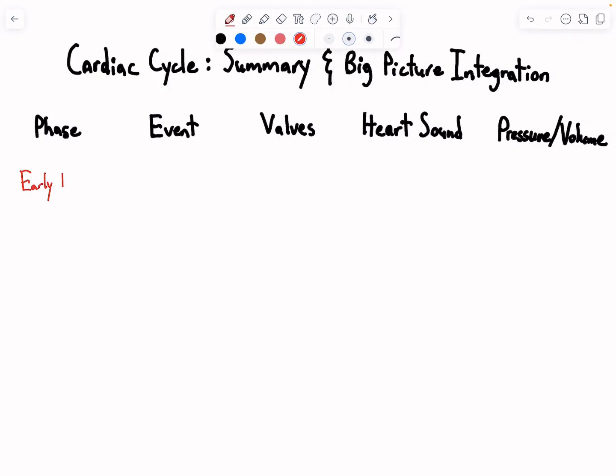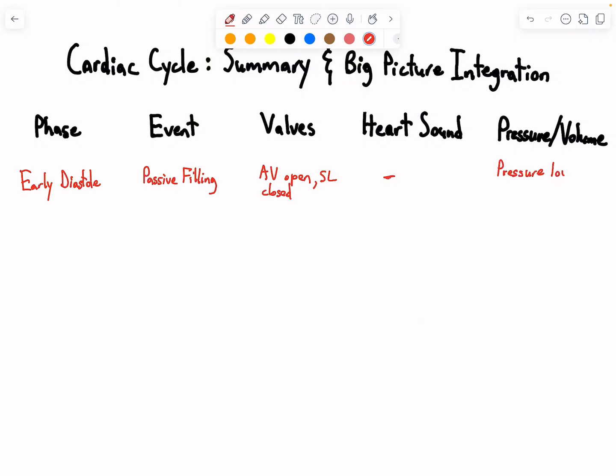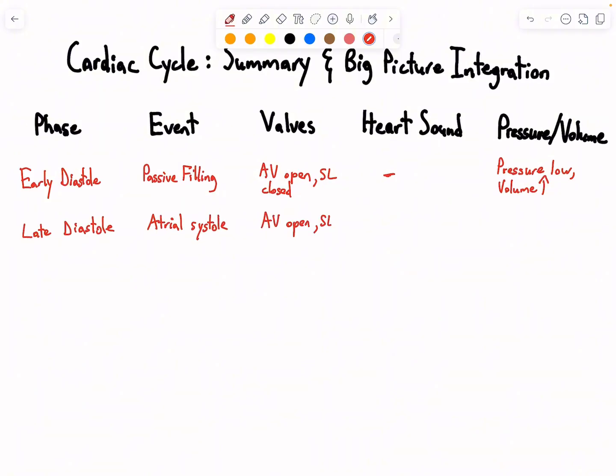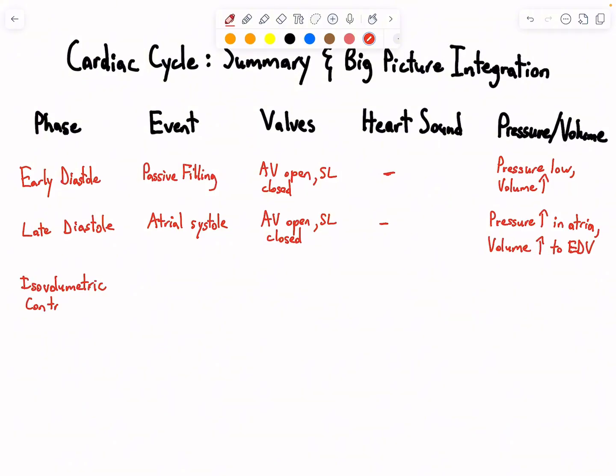Early diastole is passive filling. The ventricles are relaxed, the AV valves are open, the semilunar valves are closed, pressure is low, and blood flows in, increasing ventricular volume. Late diastole is atrial systole. The atria contract to give the ventricles a final push. AV valves remain open, semilunar valves are closed. Atrial pressure rises and ventricular volume reaches the end diastolic volume.